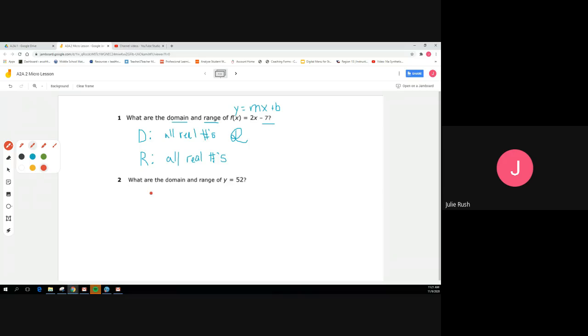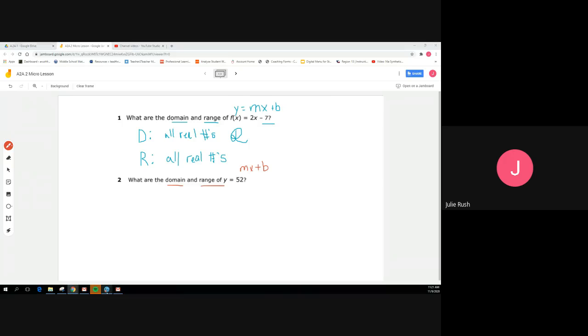Let's look at our next problem. This problem says, what are the domain and range of y equals 52? Well, I have y by itself, and if I look at the pattern mx plus b, I can see that I am missing a slope and a y coordinate for this particular function.